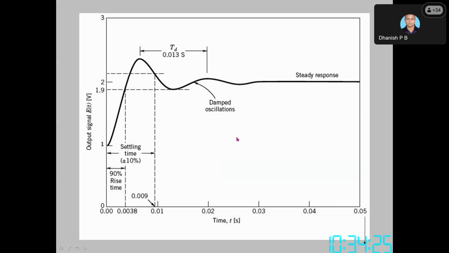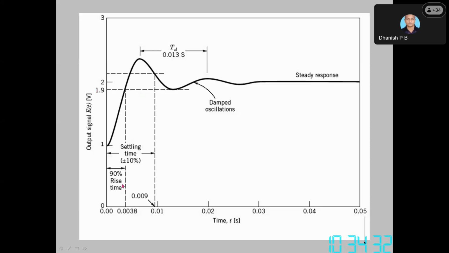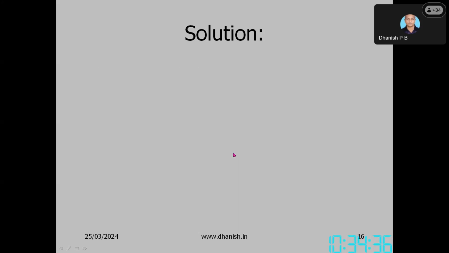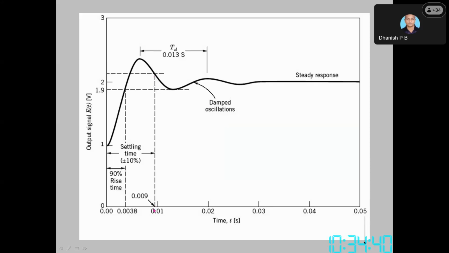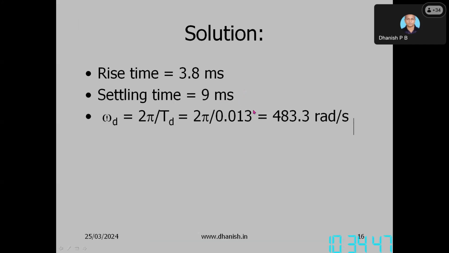So, from the graph, rise time is 0.0038 seconds or 3.8 milliseconds, and settling time is 0.009 seconds or 9 milliseconds.